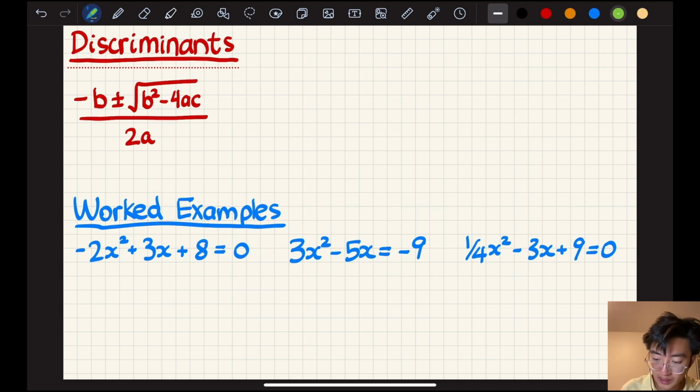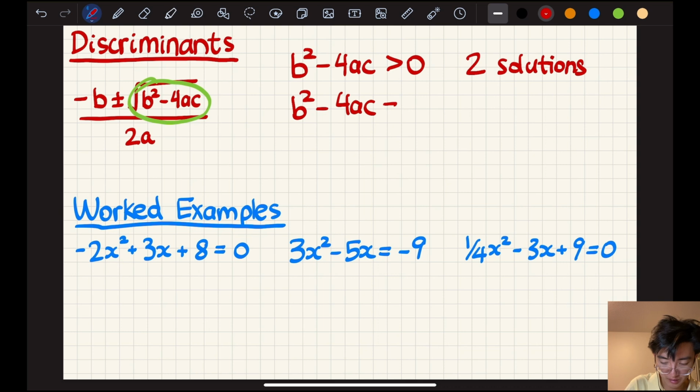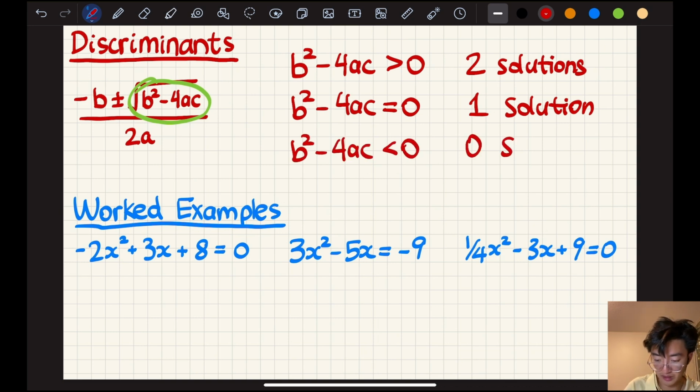So starting off with the quadratic formula, this is what we'll be looking at today mostly, the b squared minus 4ac part. If b squared minus 4ac is bigger than 0, we will have two solutions. If this part equals 0, we only have one solution. And if this part is smaller than 0, then we have zero solutions.